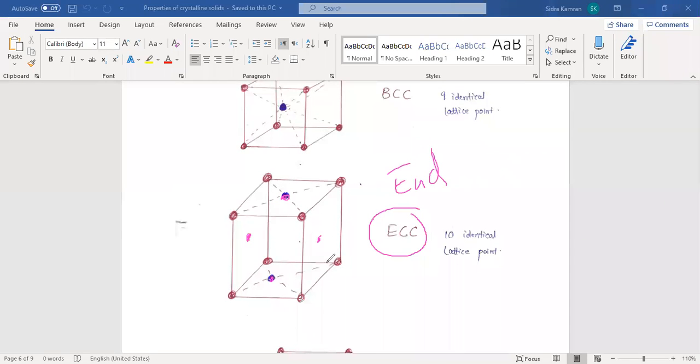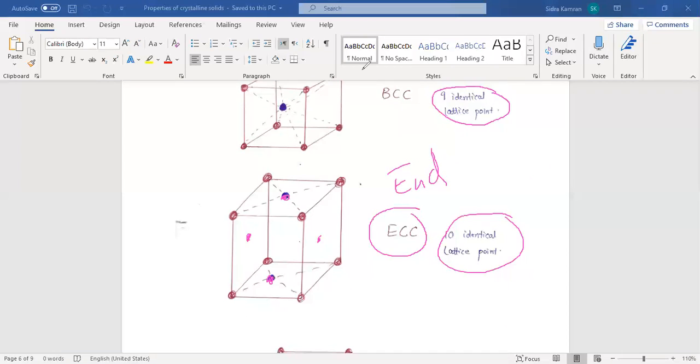Total identical lattice points are 10. In body centered there are 9 identical lattice points, and in end centered cube there are 10 identical lattice points. When the end centered unit cell term comes, you must remember that there are two lattice points at the two sides, one at the upper and another at the lower side.